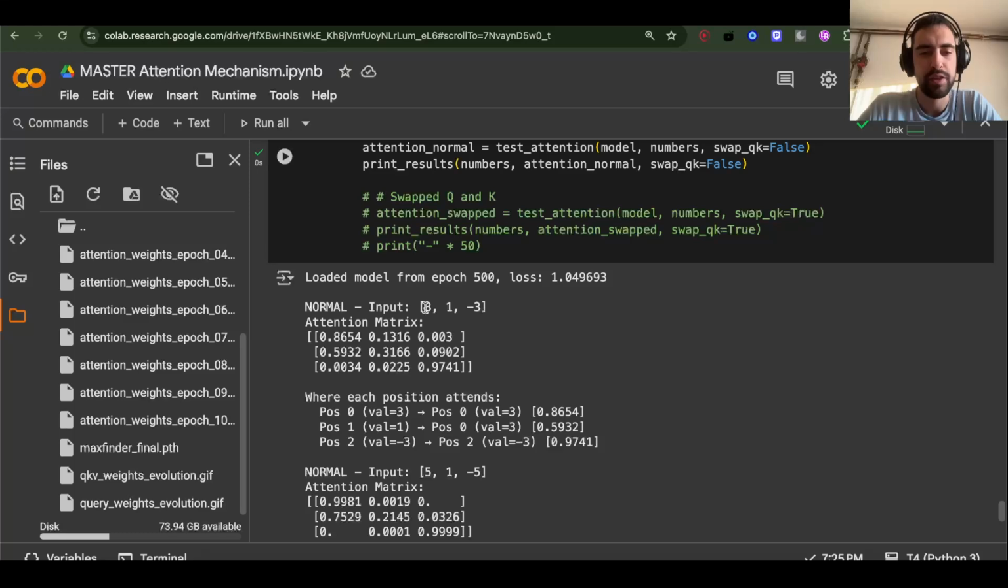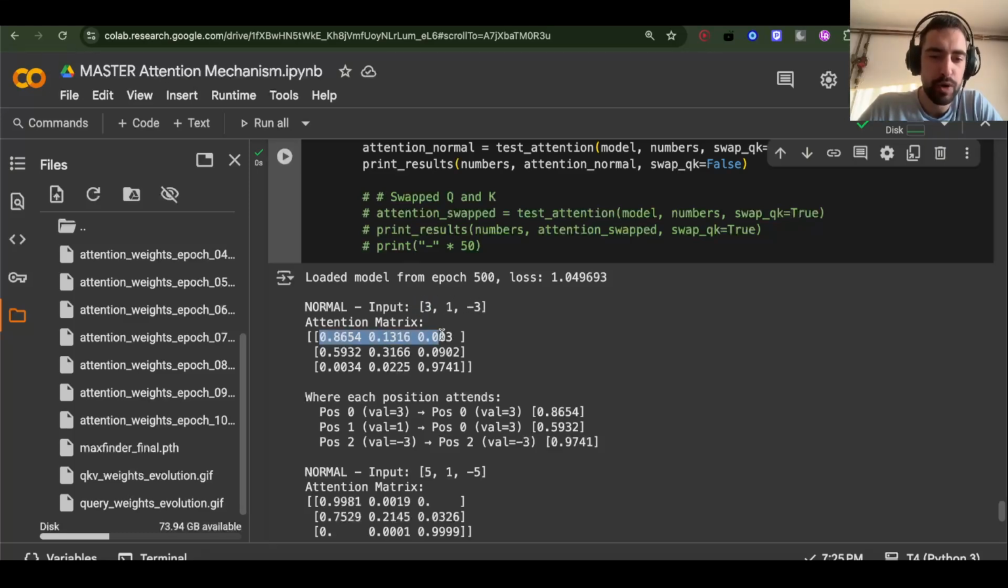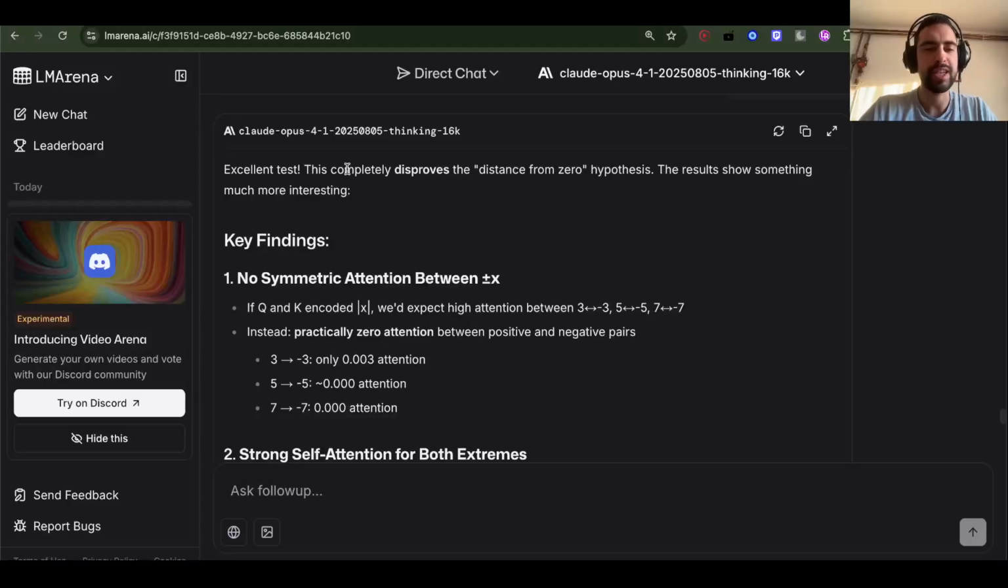So I did an experiment with 3, 1, -3, and it looks like number 3 is paying attention properly. Number 1 is also paying attention properly, although it's less confident. But number -3 has it flipped. So maybe this, no, actually number -3 is just paying attention to itself. It's not even flipped. It's very strongly paying attention to itself. So maybe this minus is messing with the calculation. So this experiment disproves the distance from 0 hypothesis because there is no symmetry between plus and minus x. It's not the same.